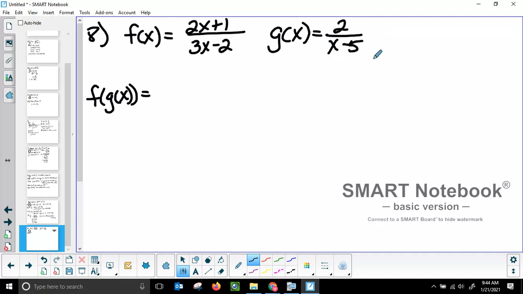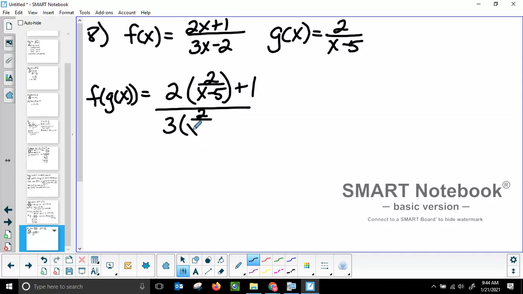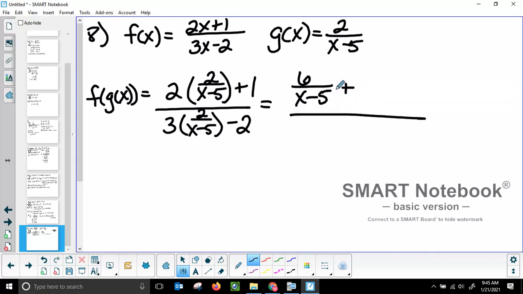So first I have to take this whole g of x and plug it into both of these x's. So I'm going to get 2 times 2 over x minus 5 plus 1 over 3 times 2 over x minus 5 minus 2. All right, so when I multiply here, I'm going to get 6 over x minus 5. Now I would still have my plus 1, okay, but I'm going to want a common denominator. So 1 is just going to be x minus 5 over x minus 5.